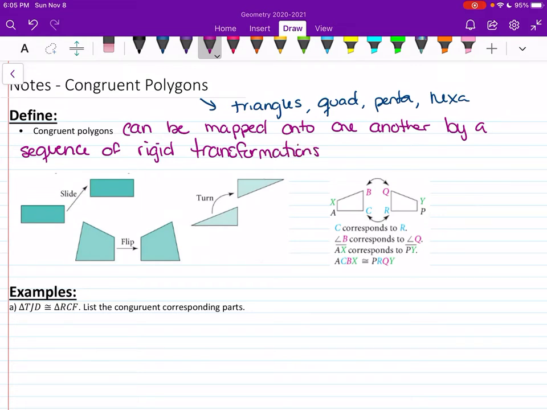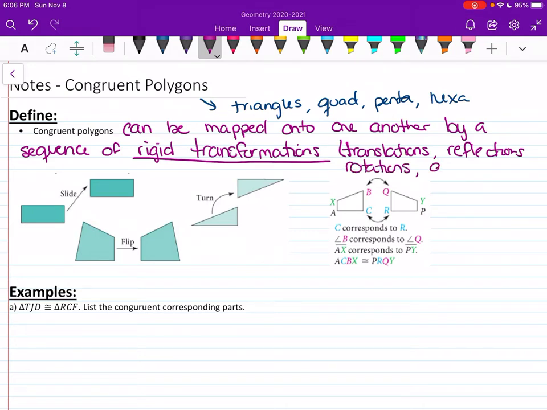What we're talking about when we talk about those rigid transformations are the four transformations we've talked about. So we have our translations, we have our reflections, our rotations, and our glide reflections. We briefly talked about that, but glide reflections are also included there. Okay, so those are the four rigid transformations. So you can see we can slide, we can flip, which is the same thing as reflect, or we can turn or rotate.